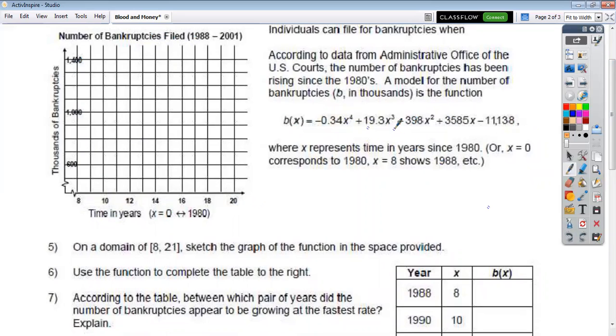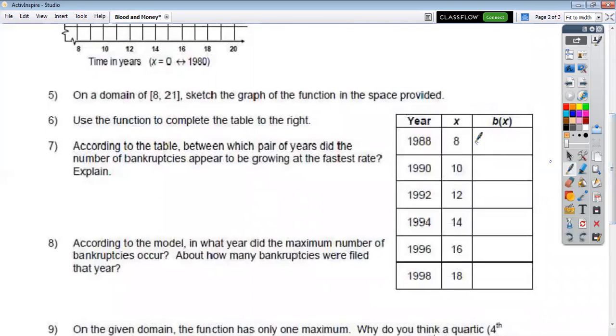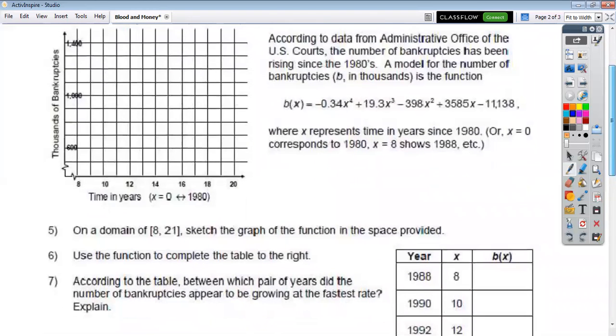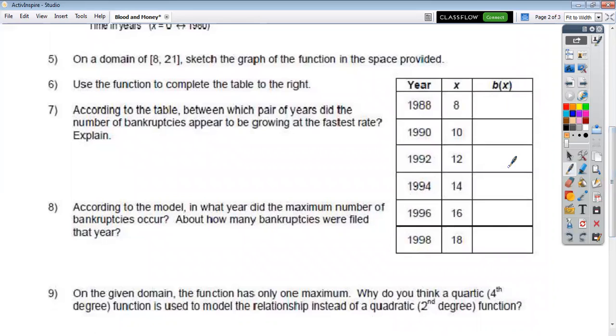And what you are plugging into X is the number of years since 1980. So if you plug a 2 in, you're dealing with 1982. And we're worried about from 1988 to 2001, so from year 8 to year 21. And you're just going to sketch the graph up there and then use the function to complete the table. So you can just plug these numbers into the function, or if you're using the TI-84, you can plug this into y equals and just go second graph and get the table right there.